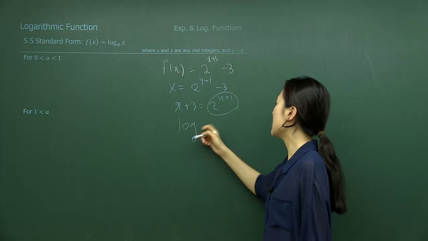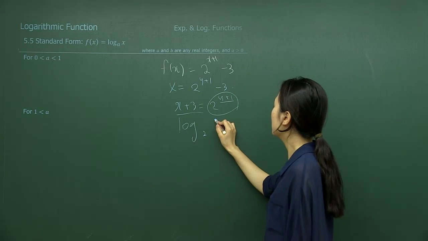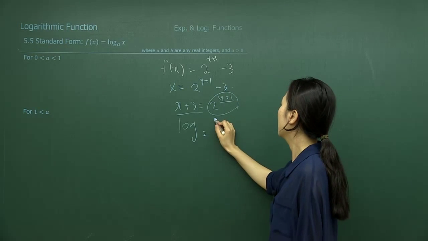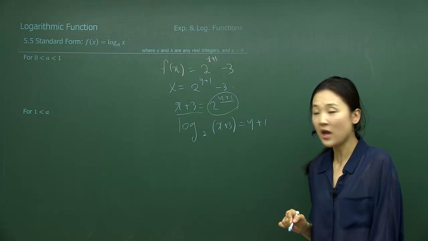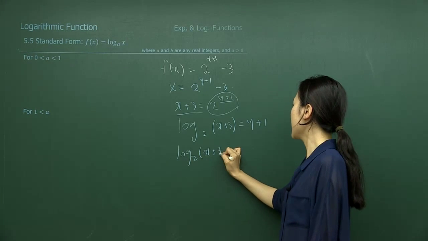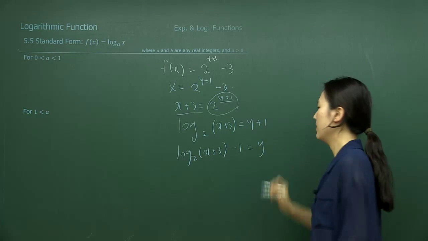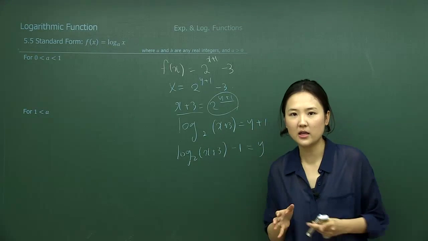Use log, base is the base. This and this, swap them around. So you will be putting x plus 3 in here and y plus 1 here. Okay? And finally, the log of x plus 3 will be subtracted by 1. Okay? And guys, don't forget, it's log of the entire x plus 3.